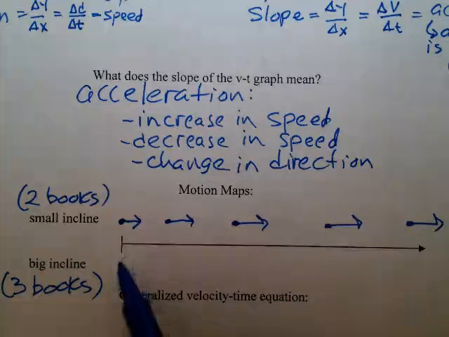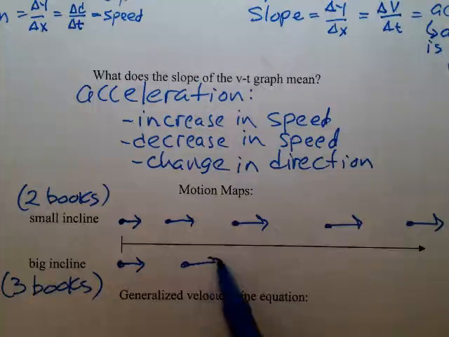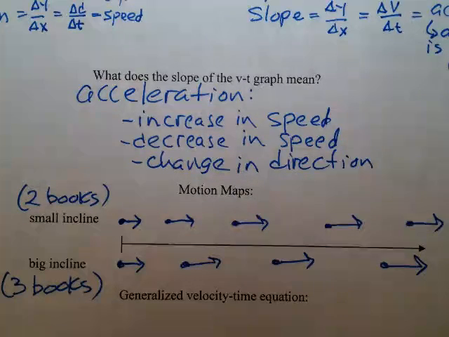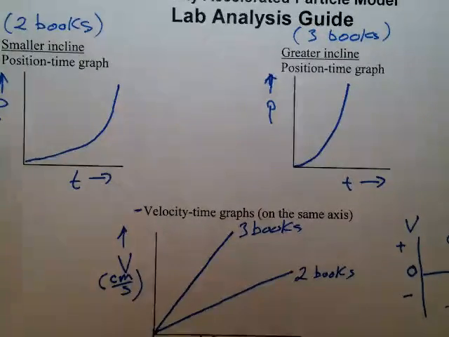And now with the 3-book, it also is going to start at the origin, but it's going to get faster, if I can use that informal description. And so this is what a motion map would look like for both of those position versus time graphs that we looked at at the top, 2 books and 3 books.